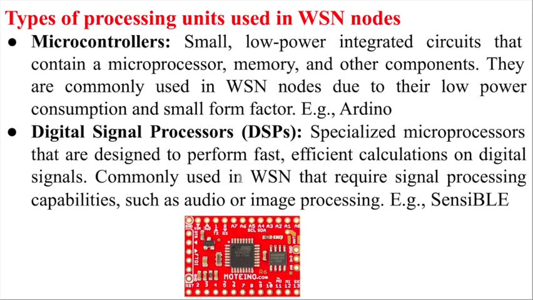Commonly, wireless sensor networks require signal processing capability, such as audio and image processing. For example, if you want to use some nodes for tiny machine learning, or some prediction based on image or audio, an Arduino or this type of microcontroller is not sufficient, then definitely you need to go to a digital signal processing type of board. SensiBLE is an example, right now very well known in this category of digital signal processing. Its cost is also very low, and it is a good example of something a little more advanced than the microcontroller. They also perform some signal processing capabilities, whatever the requirement is.